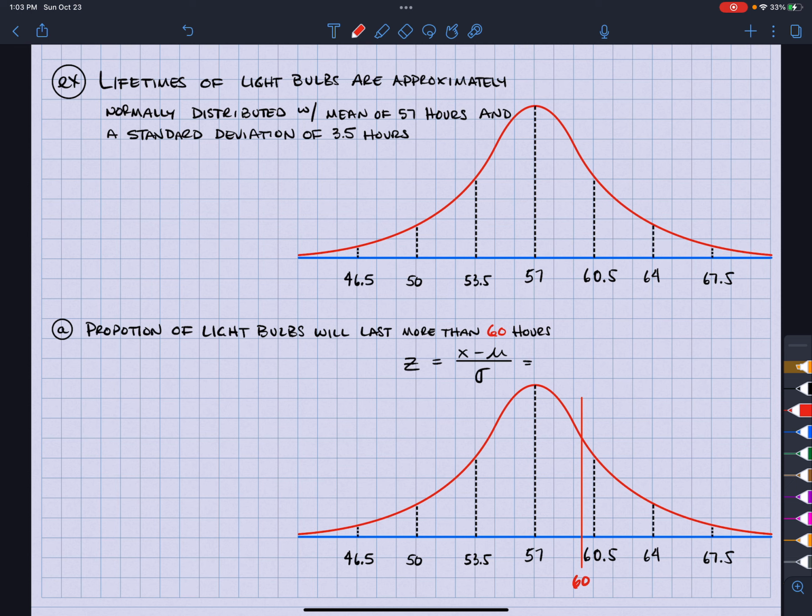However, what if we're not asking for these numbers here? What if we're asking for more than 60 hours, where the 60 hours is not along any of these numbers right here? What do we do then? Well, that is where we got to normalize our data so that the mean is 0 and the standard deviation is 1.